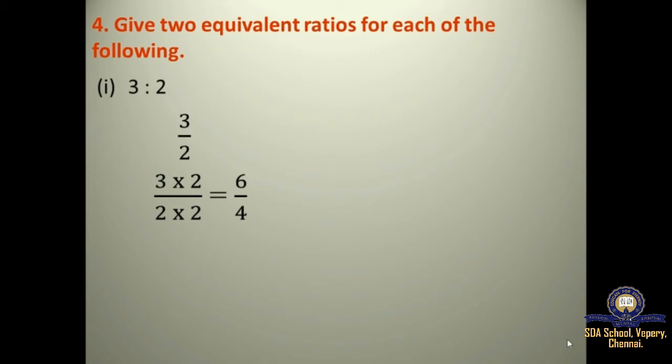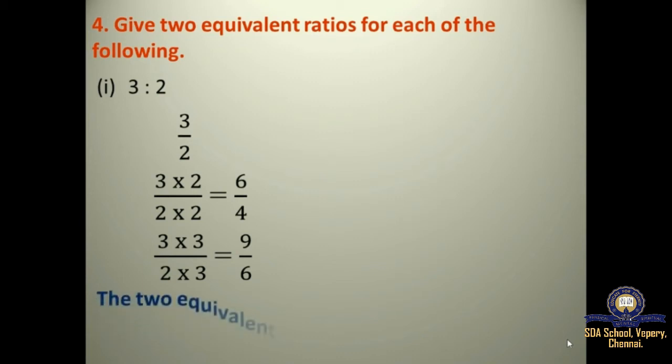Okay. Now you have to find the other. So next I'll be multiplying the given ratio by 3. Okay. So when I multiply 3 by 3, I'll be getting 9. And when I multiply 2 by 3, I'll be getting 6. Okay. So these are the two equivalent ratios for the given question. Got it, students? You are just going to multiply the numerator and denominator by 2 in the first case, and in the second case you are going to multiply the numerator and denominator by 3.